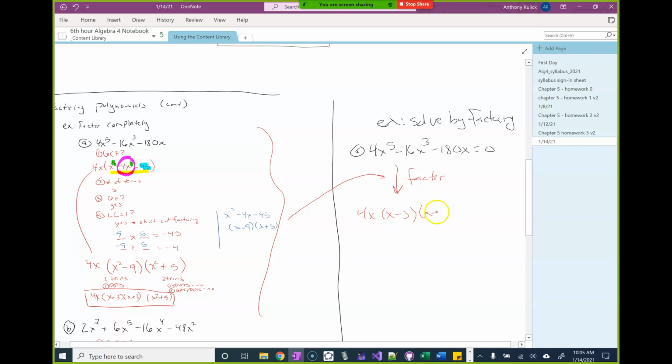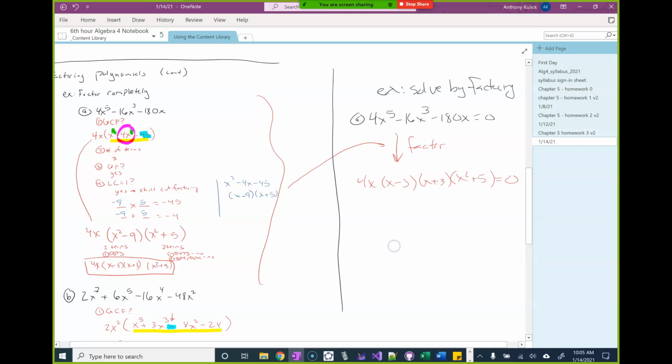Now, if this is a fresh problem, you'd have to do all that factoring still before you got to this point. But since we're really just trying to worry about the solving part right now, I'm going to just shortcut through all that factoring because we already did it. What I can do now is apply that zero product property and take each of these factors and set them equal to 0 and solve each one of them separately.